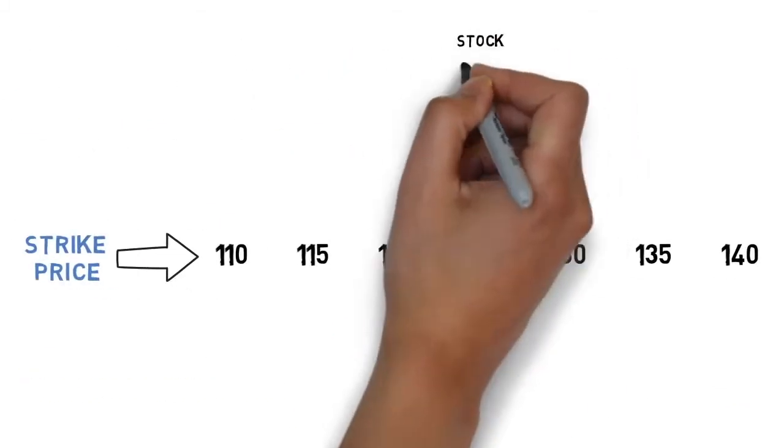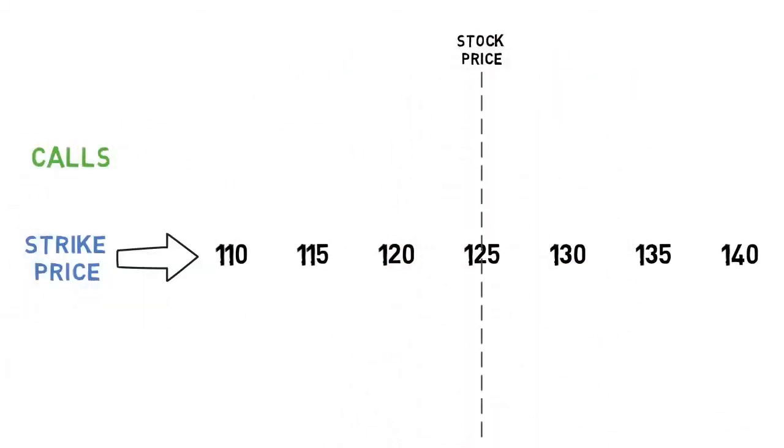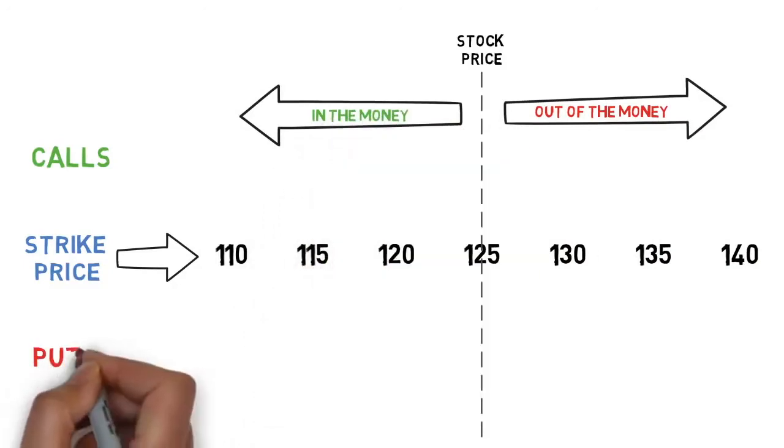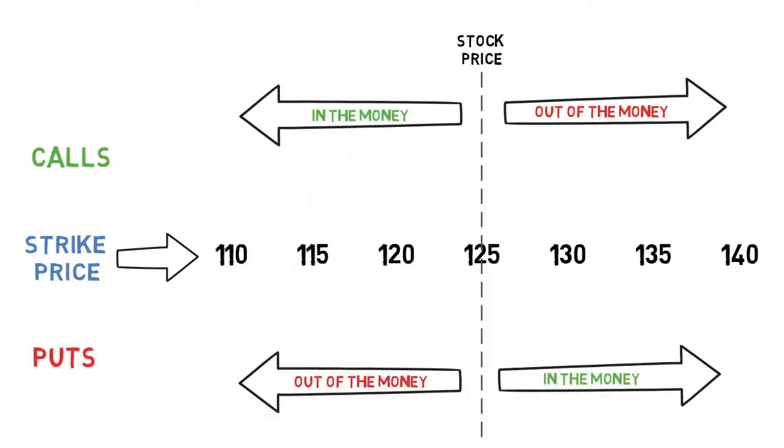Let me explain. Let's say the current stock price is $125 per share. For call options, any option that has a strike price above the current stock price is referred to as out of the money. If the strike price is below the stock's price, it is referred to as in the money. And for put options, it's the exact opposite. I know this is a lot to digest right now, but soon it will become second nature.